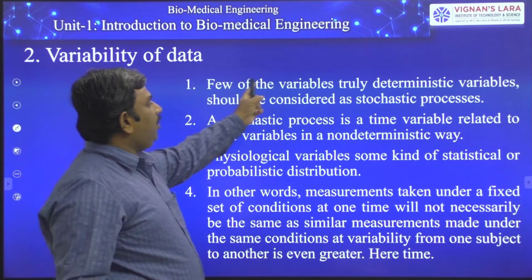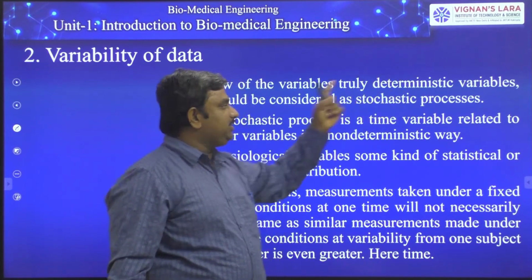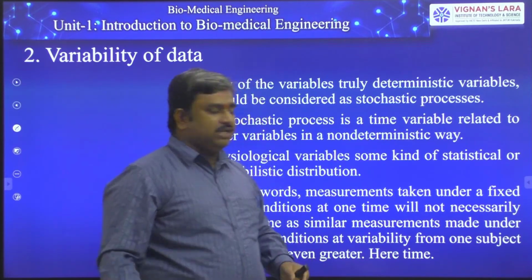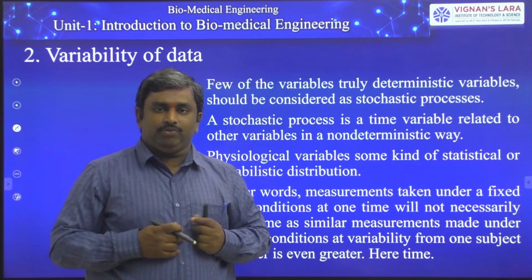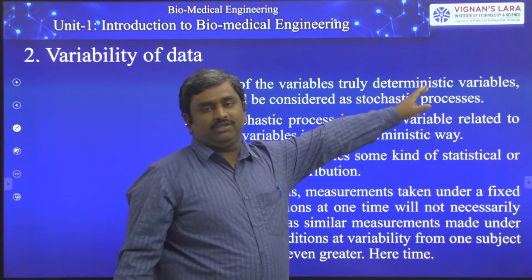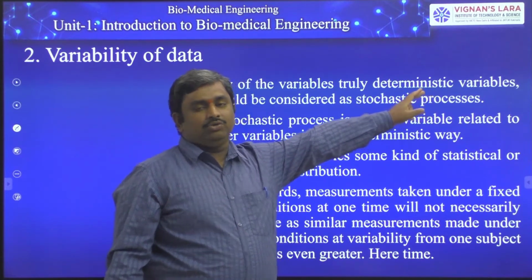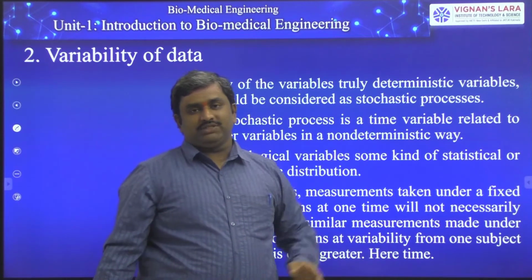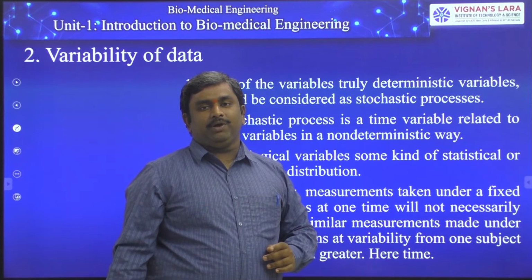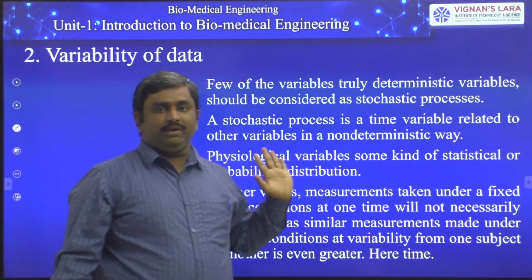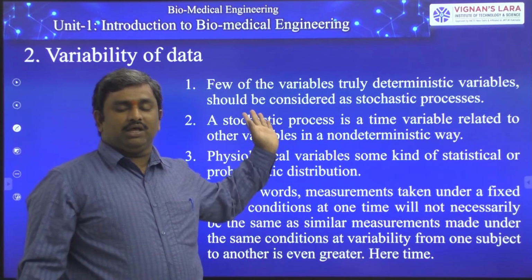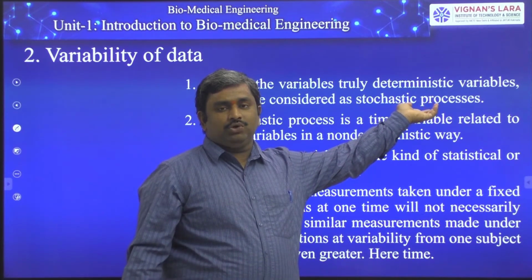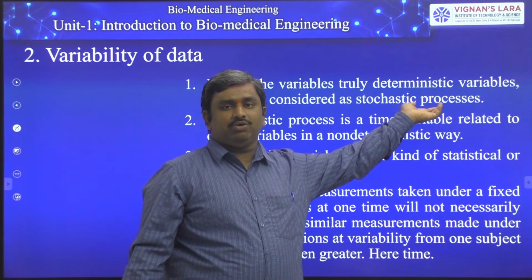See here, a few of the variables are truly deterministic variables, and some should be considered as a stochastic process. Some of our human body variables are completely deterministic variables. That means we can determine those variables by using some functionalities. And they are a stochastic process, that is, they completely depend upon the time. Stochastic means some random variables with respect to the time. So with respect to the time, the values are going to change.